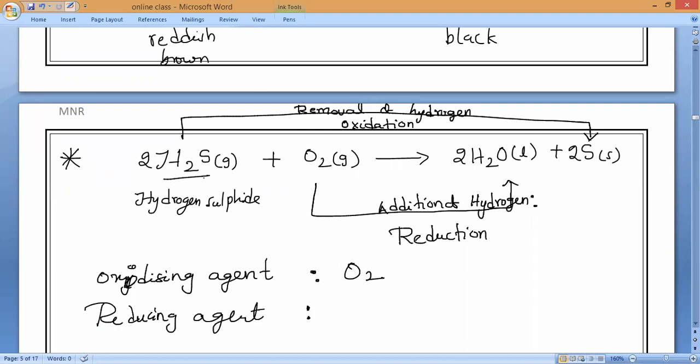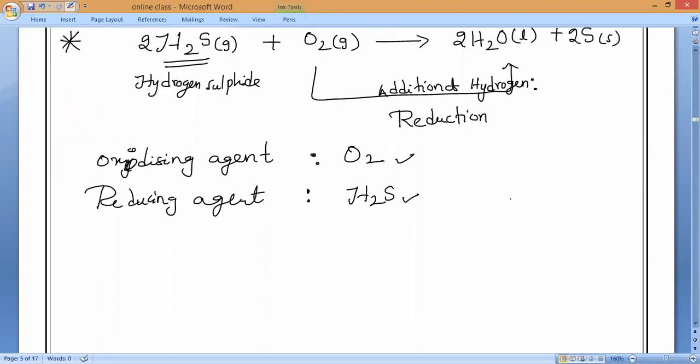Reducing agent. Who is supplying hydrogen? Hydrogen sulfide. That's all. Clear, everybody? Hydrogen sulfide is the substance oxidized, H2S. The substance reduced is oxygen. Understand? That is what you have to remember. Clear, everybody? Yes or no?